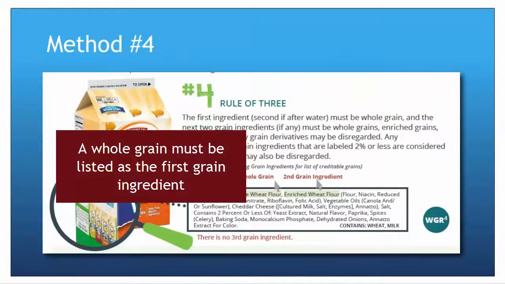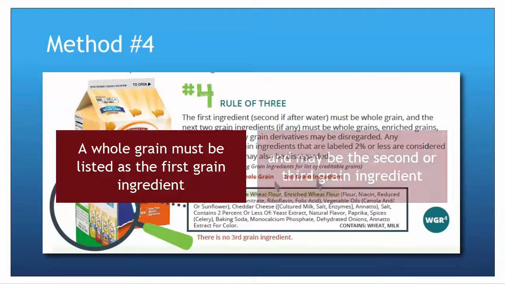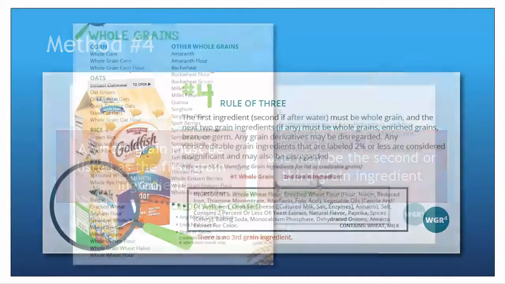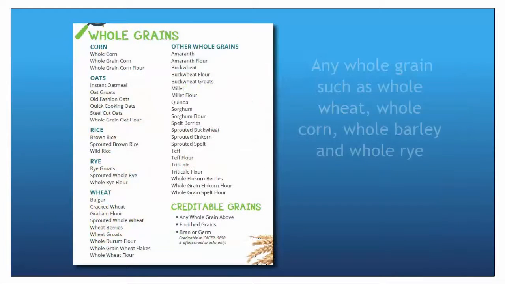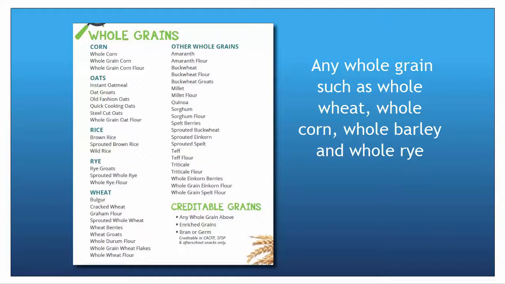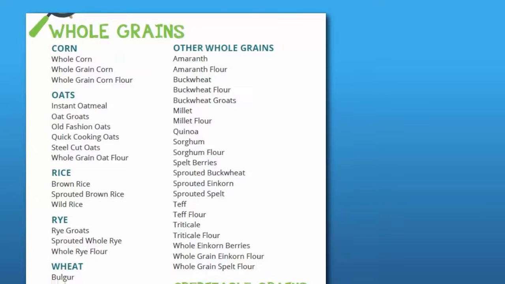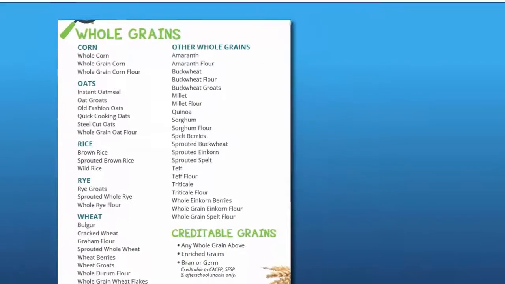A whole grain must be listed as the first grain ingredient and may be the second or third grain ingredient. Whole grains include any whole grains such as whole wheat, whole corn, whole barley, and whole rye. Look for the word whole followed by the name of a grain. It is helpful to refer to a list of items identified as whole grains when using the rule of 3. Some ingredients are also whole grains even though the word whole is not used.